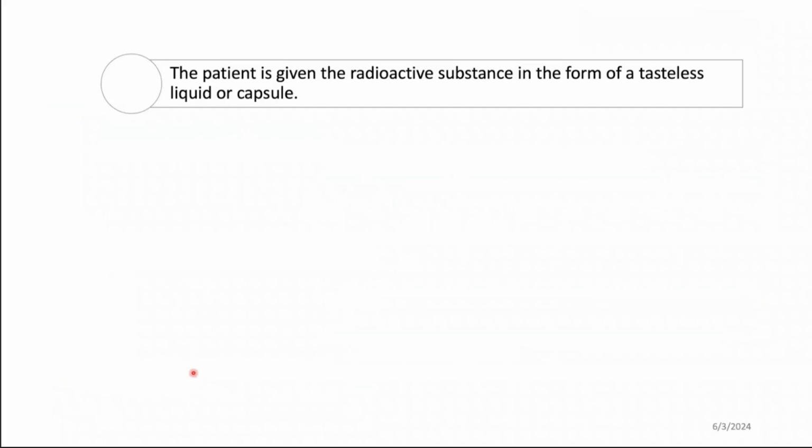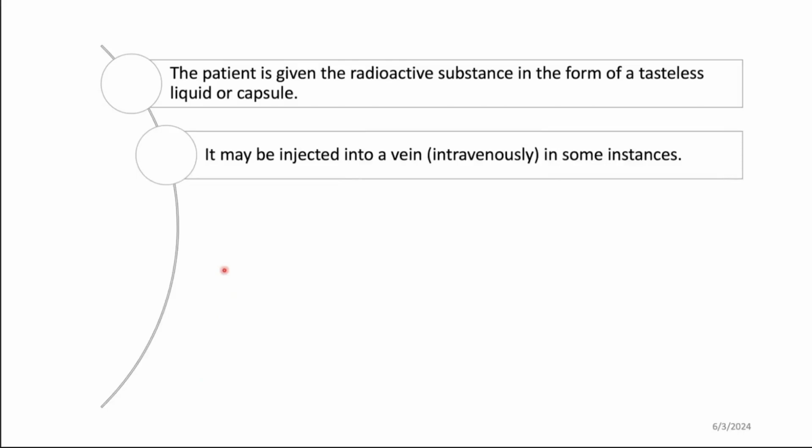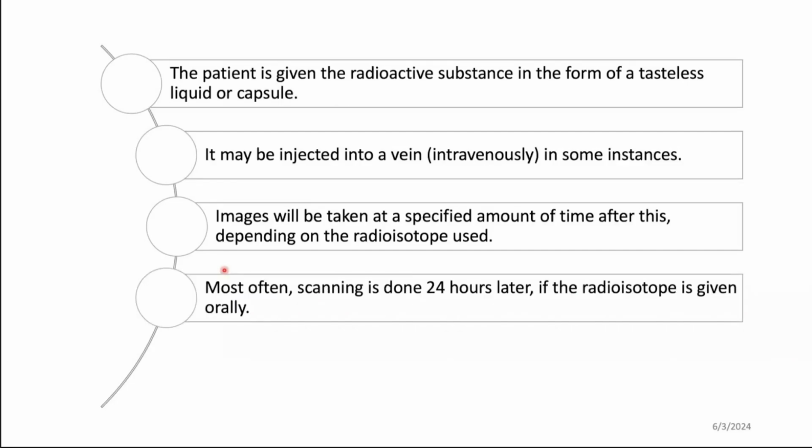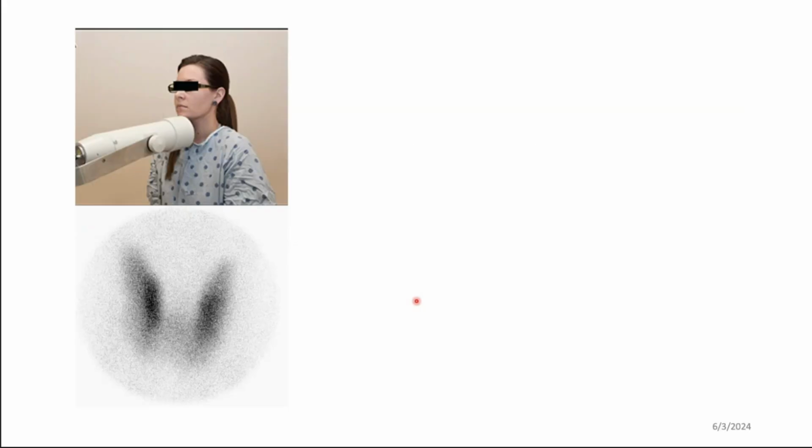Okay. So the patient takes the radioactive material, the radioisotope, whether it's a capsule or a liquid, or it could be injected intravenously, but nowadays it is most commonly taken orally. And then we have to wait a specific amount of time for the radiotracer to be distributed in the body and to accumulate in the thyroid gland. Usually we wait 24 hours after the patient has taken the pill or the liquid that contains the isotope, and then we image the patient.